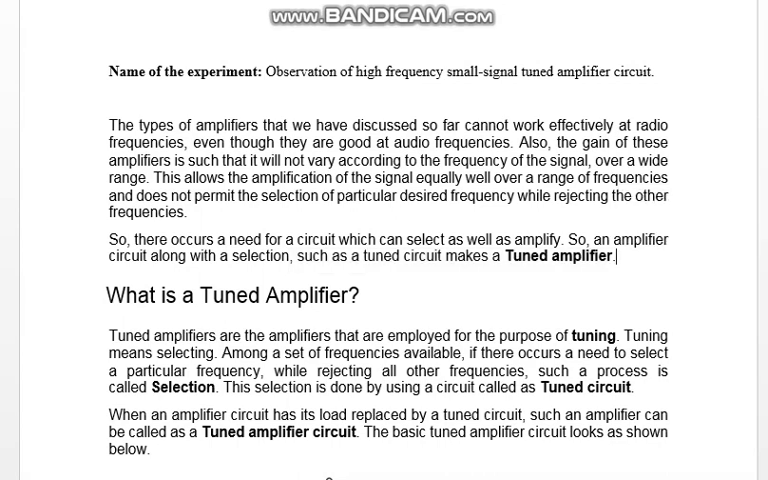So previously we know some BJTs make the amplifiers. Amplifier means the output should be greater than the input. That means the gain will be increased. So tuned amplifiers are the amplifiers that are employed for the purpose of tuning. What is tuning? Tuning means selecting. That's the first word we have to keep in mind: tuning means selecting among a set of frequencies available. If there is a need to select a particular frequency while rejecting all other frequencies, such a process is called selection.